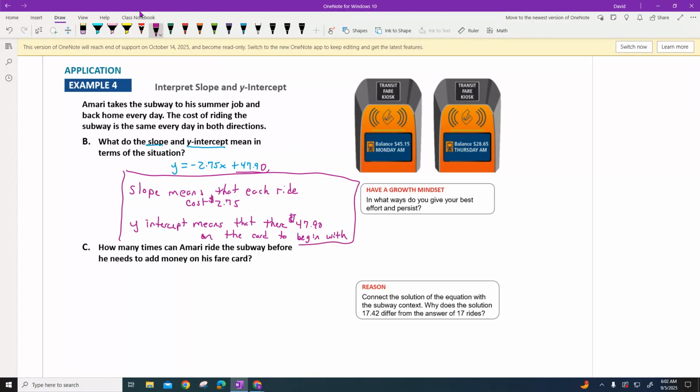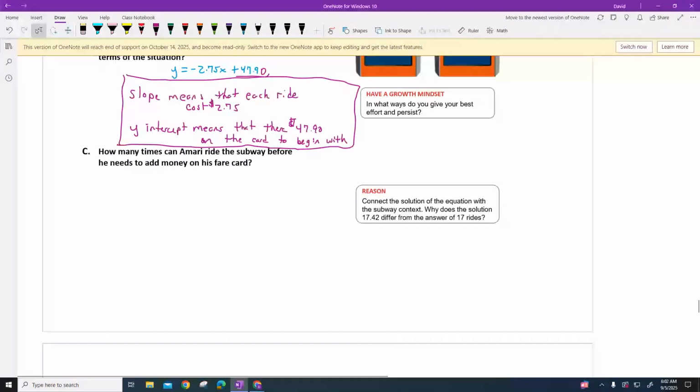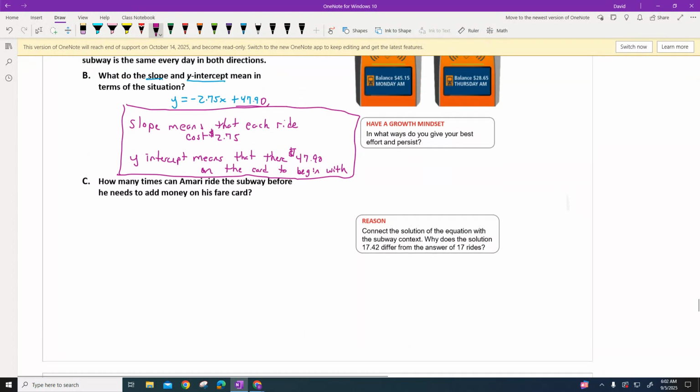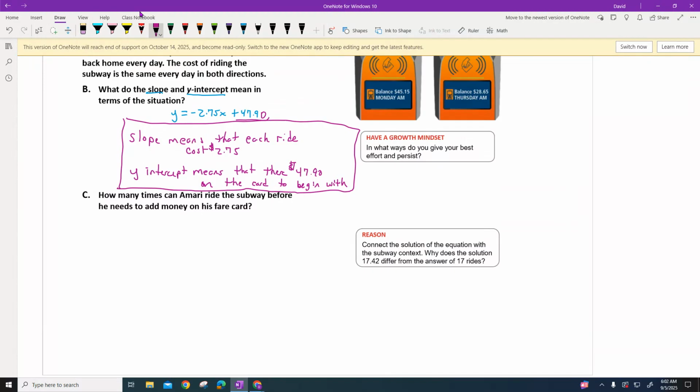Kids don't like to do the writing because they just want their homework to be done. You got to state this. Slope means, y-intercept means, and then take and interpret these two numbers. That's very important as you get older in math in the real world. How many times can they ride the subway before she needs to add money on her card? Well, every time she rides it's $2.75, and she's beginning with $47.90. So let's do $47.90, and she's riding it, and it costs $2.75. So let's see how many 2.75s are in $47.90.